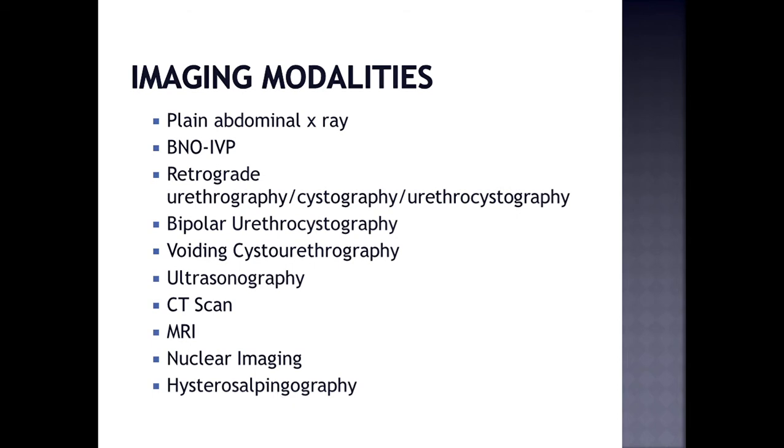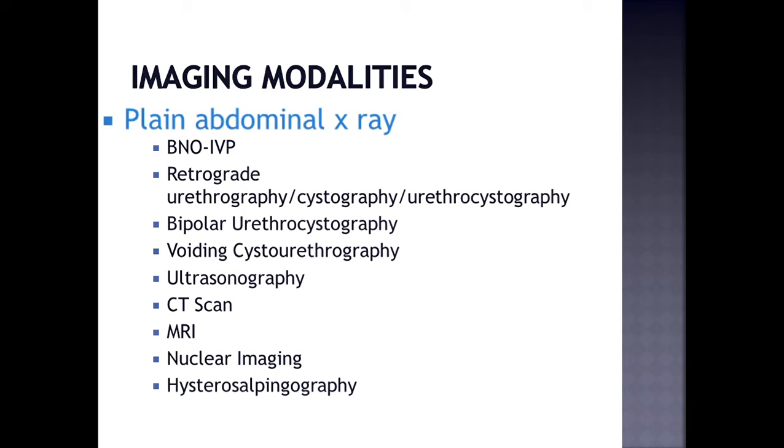So, imaging modalities for the evaluation of the genitourinary system include basically the plain abdominal X-ray, then intravenous pyelography, retrograde urethrography, cystography or urethrocystography, bipolar urethrocystography, voiding cystourethography, ultrasonography, CT scan, and MRI. Then comes nuclear imaging and hysterosalpingography. I'll be talking only about a few of these in this session.